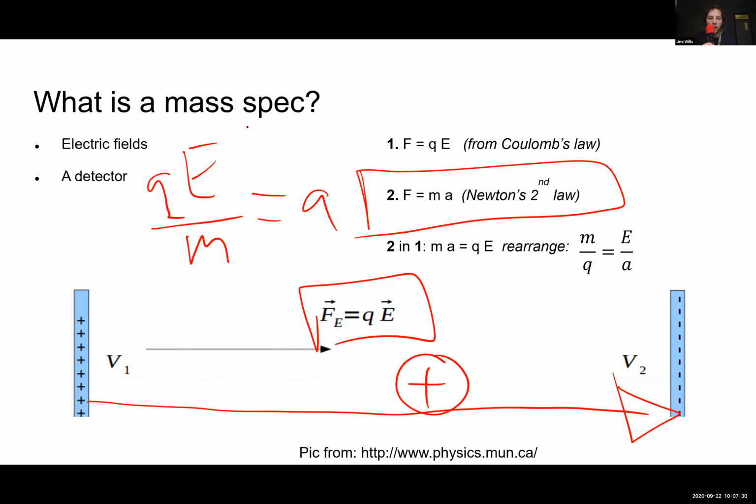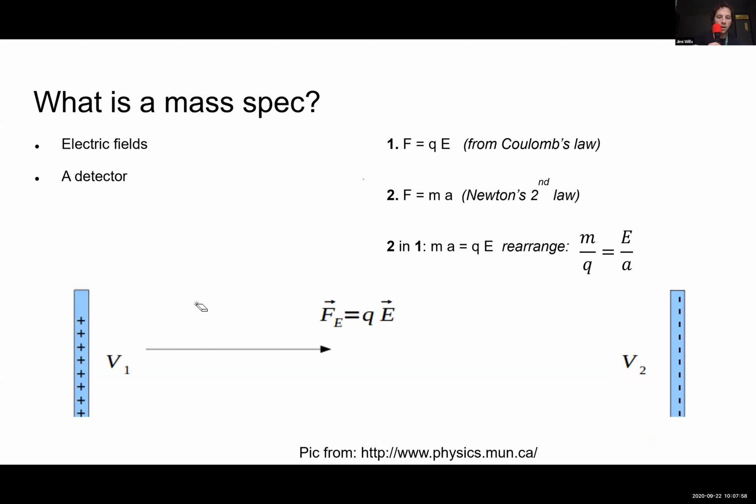And so we have this charge over mass multiplied by some constant is equal to acceleration. I'm just going to remove that and say that that's proportional. And then if you flip it on its head, you get something over here. So mass divided by charge is equal to the field strength divided by the acceleration. I'm just going to get rid of all this stuff.